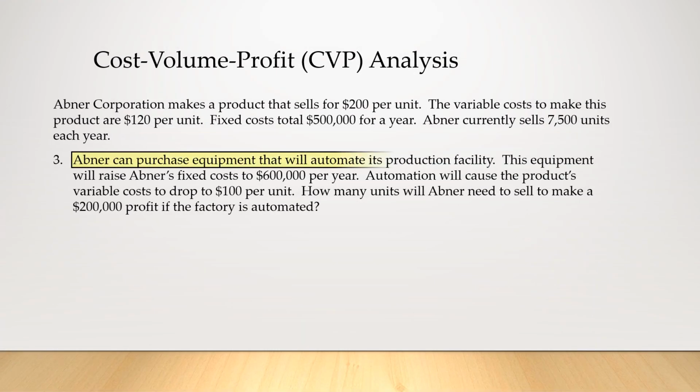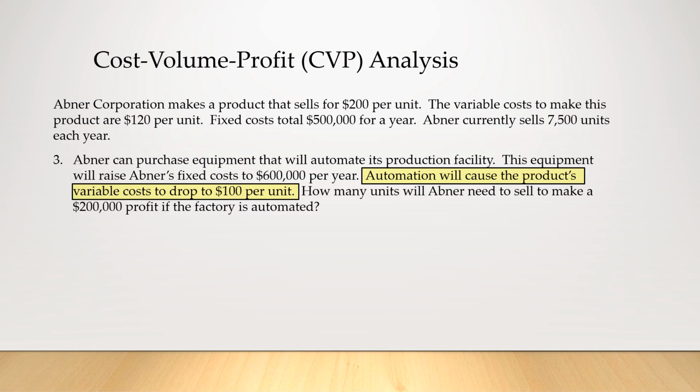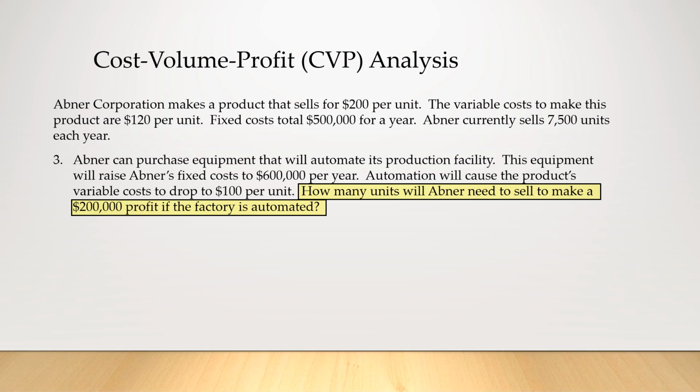Number 3. Abner can purchase equipment that will automate its production facility. This equipment will raise Abner's fixed cost to $600,000 per year. Automation will cause the product's variable cost to drop to $100 per unit. How many units will Abner need to sell to make $200,000 profit if the factory is automated?